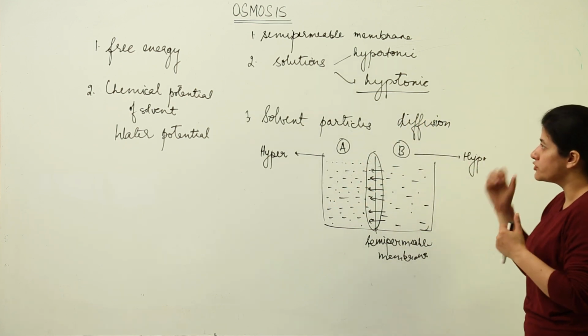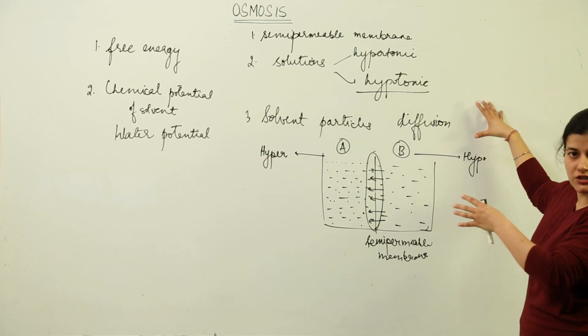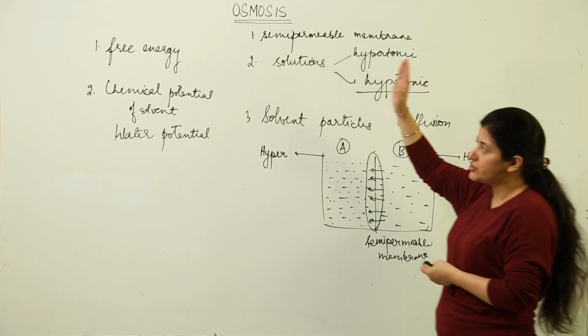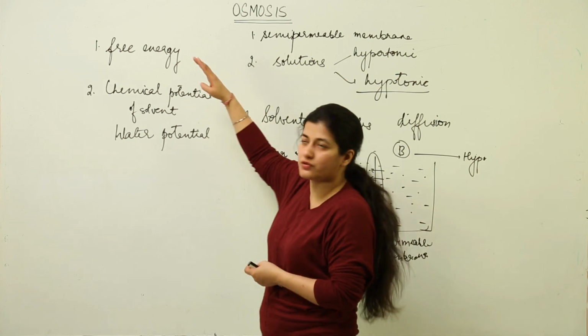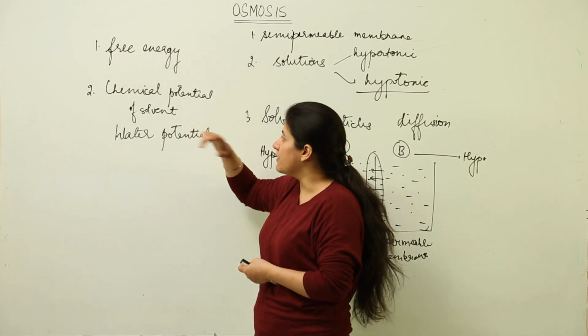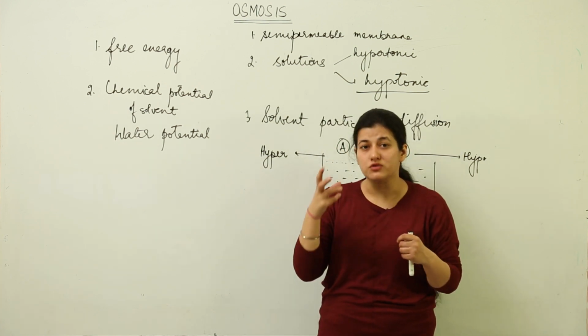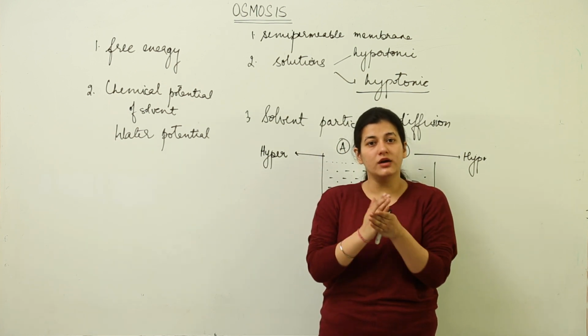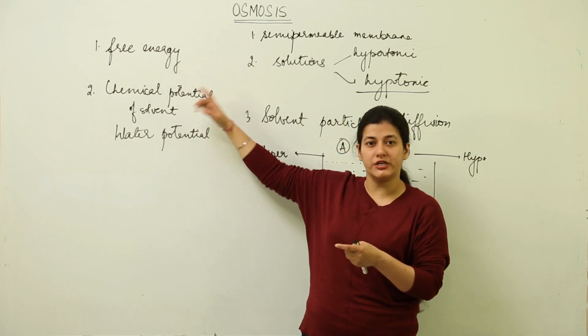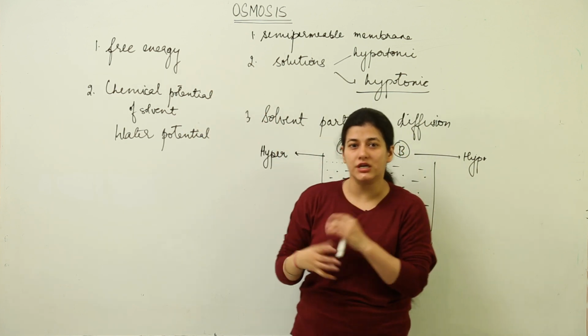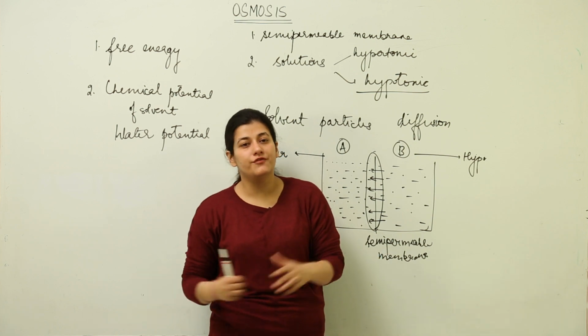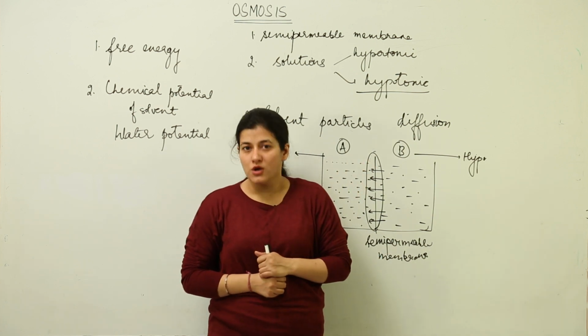So this is all about osmosis that you have to know, the simple definition that you know about, and the definition in terms of these two factors, free energy and chemical potential. And do keep in mind, because there is a diffusion of solvent that is taking place, we are going to consider free energy and chemical potential of the solvent only. Solute is not taken into consideration because it does not diffuse. So this is all about osmosis.